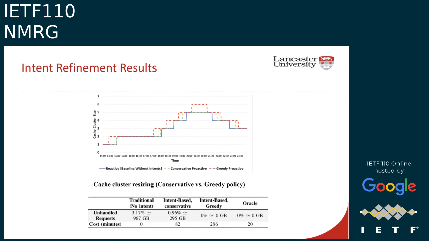Yes, so in this figure, we have compared the cache's cluster resizing behavior in these three scenarios. So in a no intent scenario, which is the baseline that does reactive scaling of the cluster, and then we have compared this against our refined intents, both greedy and conservative. Of course, this comes at additional cost of a running uptime. So this has to be tuned by the CDN operator.